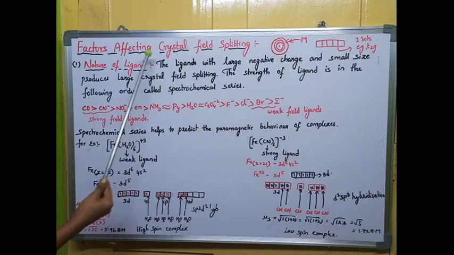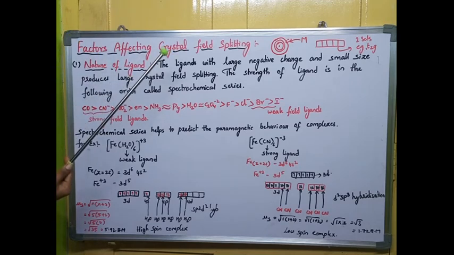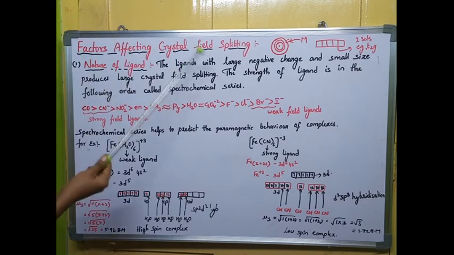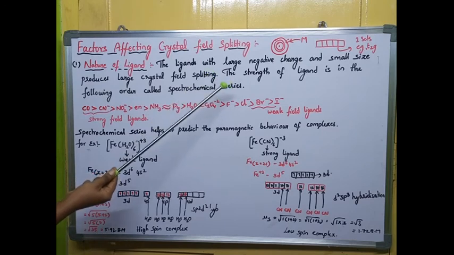This splitting can be affected by different factors: the nature of the ligand, the oxidation state of the metal atom, the size of the d orbitals, and the geometry of the complex. Let us discuss the nature of the ligand first. The ligand which has a large negative charge and small size will have more crystal field splitting.